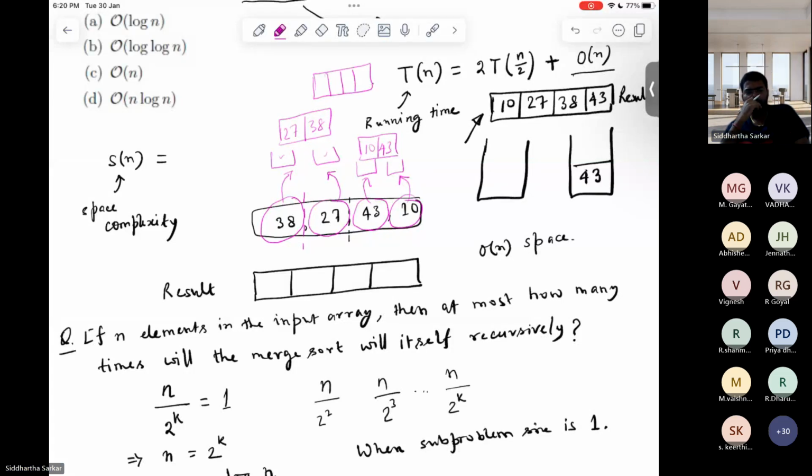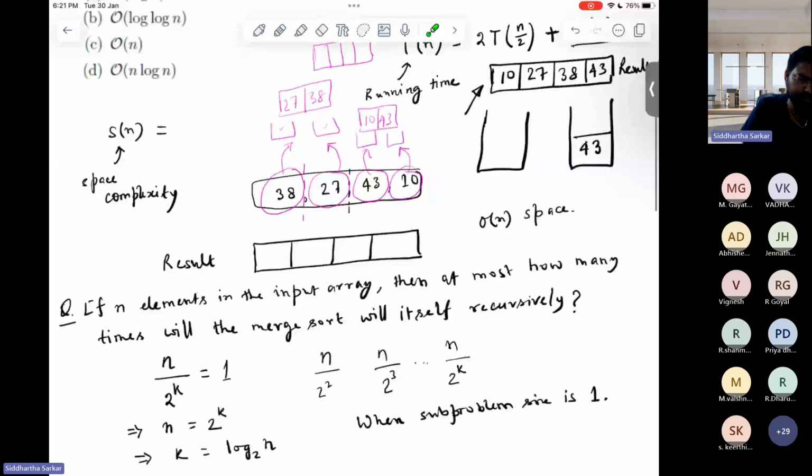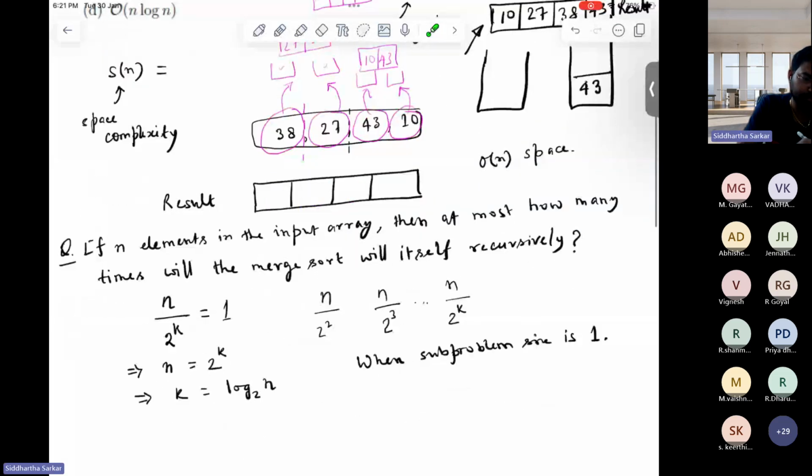Okay. So if we are naive, if we are saying that in each iteration we are going to have a result array of size equal to the size of the subproblem, isn't it? So when the size of the subproblem is 1, we have a result array of size 1. When the size of the subproblem is 2, then we have a result array of size 2. And so on.